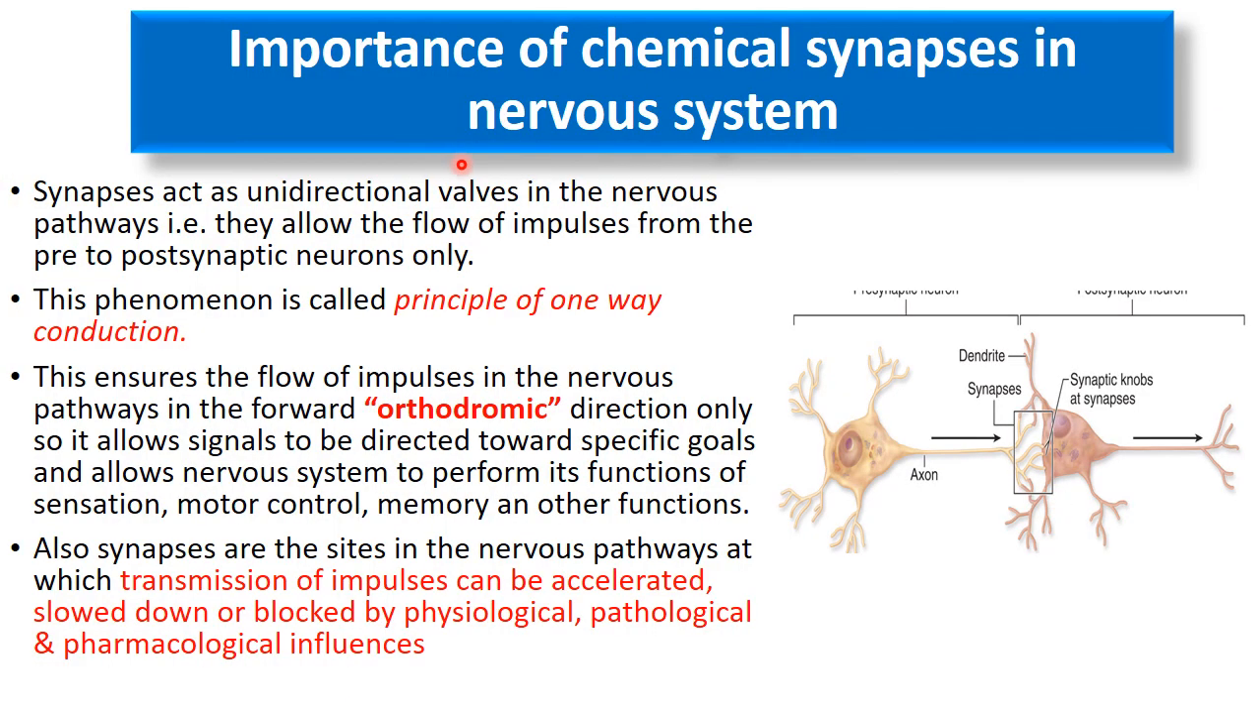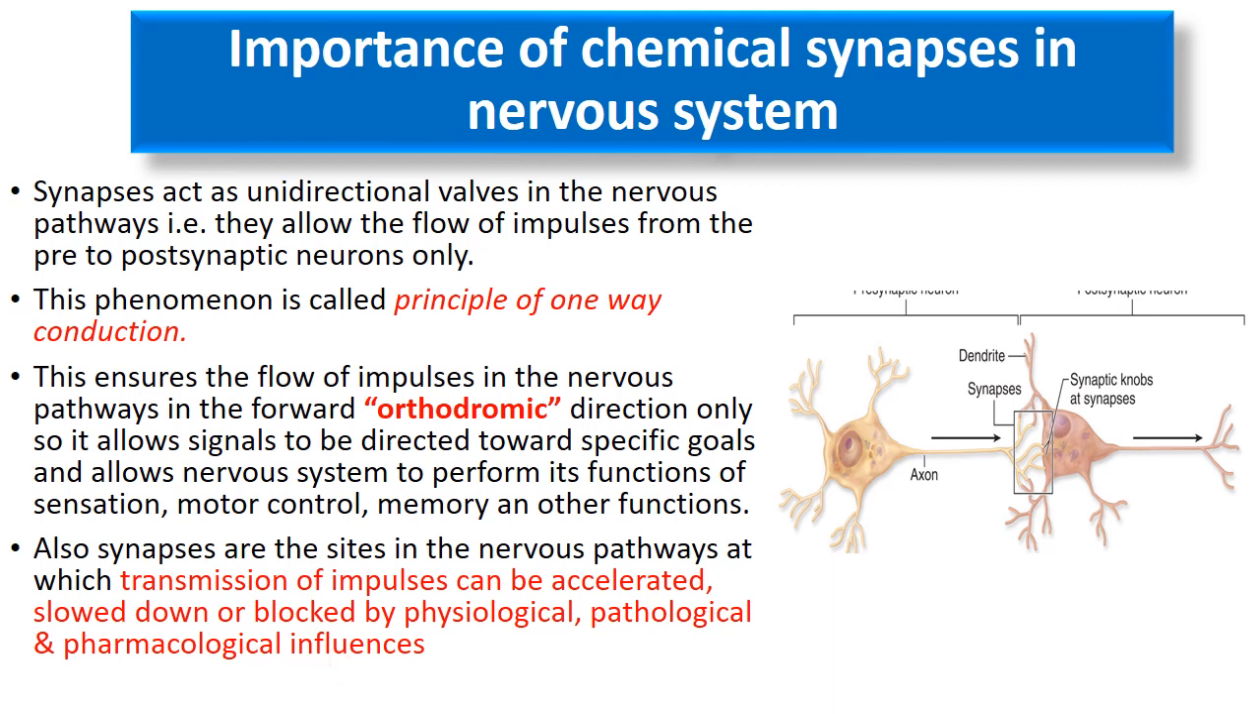Now, the importance of chemical synapses in the nervous system. As we have seen, this type of synapse, the chemical synapse, acts as a unidirectional valve. It only allows the flow of impulses from pre to postsynaptic neurons, because the neurotransmitter is released from the presynaptic terminal and the receptors are present in the postsynaptic membrane. So always the flow of impulse will be from presynaptic towards postsynaptic. This phenomenon is known as the principle of one-way conduction.